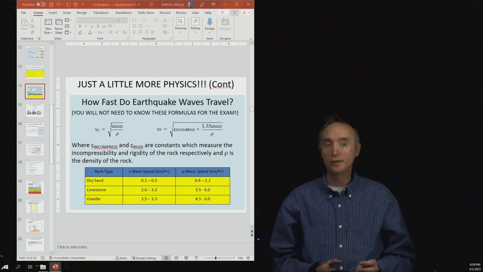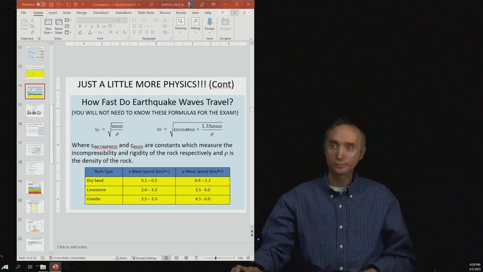So the point is that these earthquake waves are going to travel at different speeds through different kinds of substances. So that's all that I wanted you to get out of that.